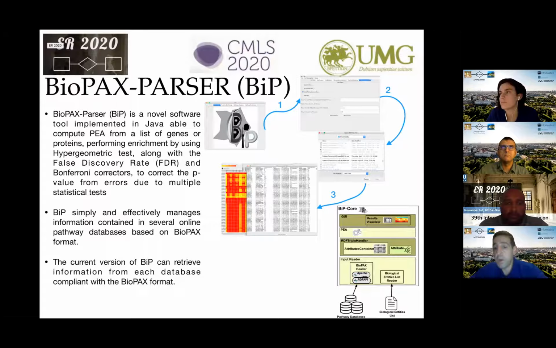multi-thread programming. After, to improve the pathway enrichment analysis computation, the RDF triples are converted into attributes and are indexed into the attribute container data structure. After, there is the PEA, a pathway enrichment analysis library, a statistical module that performs the statistical computation. And at the end, the graphical user interface visualizes the result to the user.